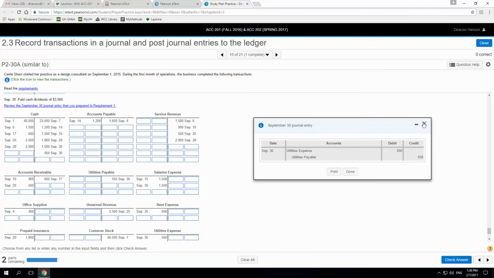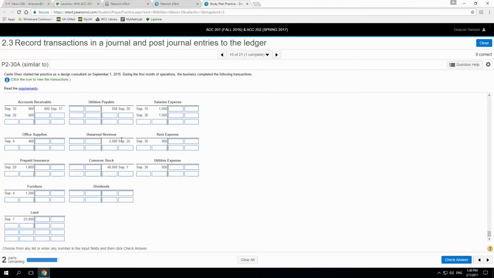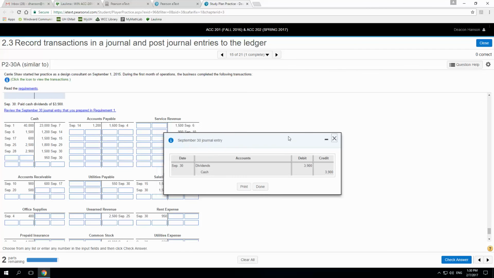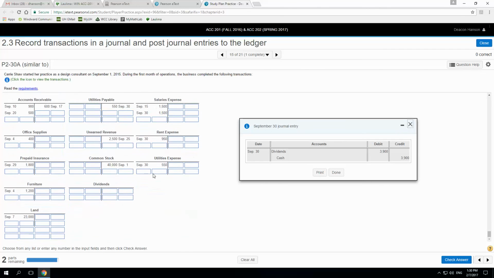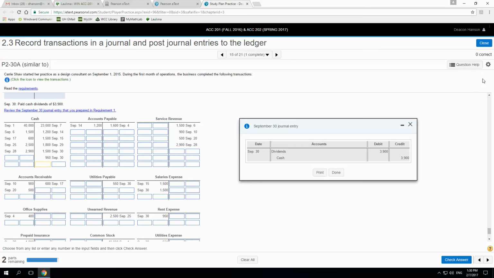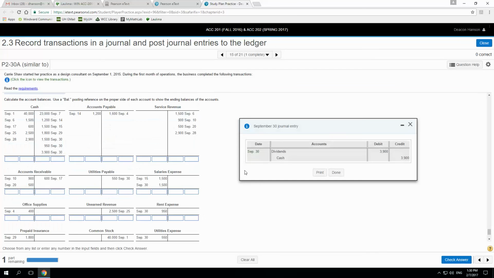Okay, and finally the dividend. So the dividend is going to be a debit to dividends of 3,900 and a credit to cash of 3,900.